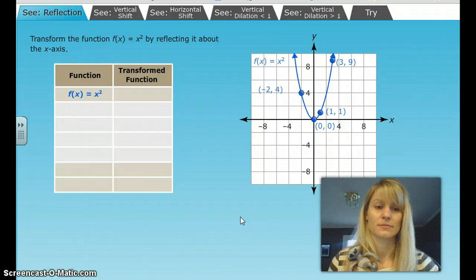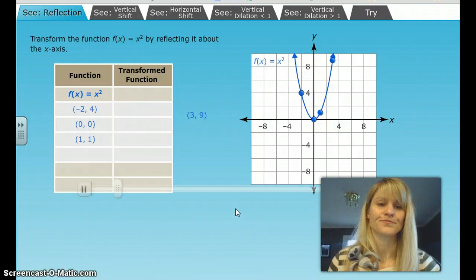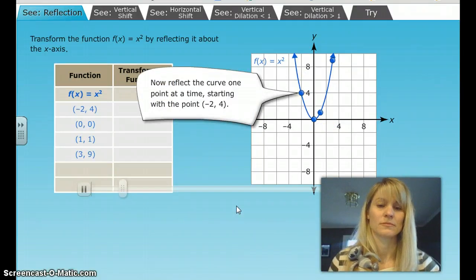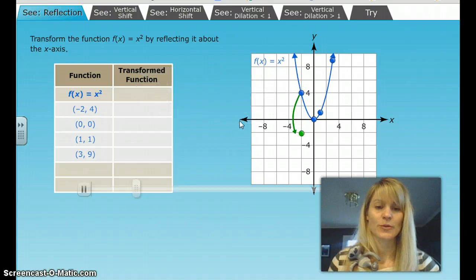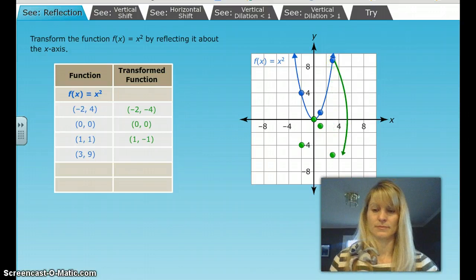Use a table to display a few points from the graph of the function. Now reflect the curve one point at a time, starting with the point (-2, 4). Remember, reflect is a flip, so we're flipping over the x-axis, so we want a mirror image down below: (-2, -4). This point is 4 up from the x-axis, so this point will be 4 down from the x-axis. The point (1, 1) maps to the point (1, -1). The point (3, 9) maps to the point (3, -9).